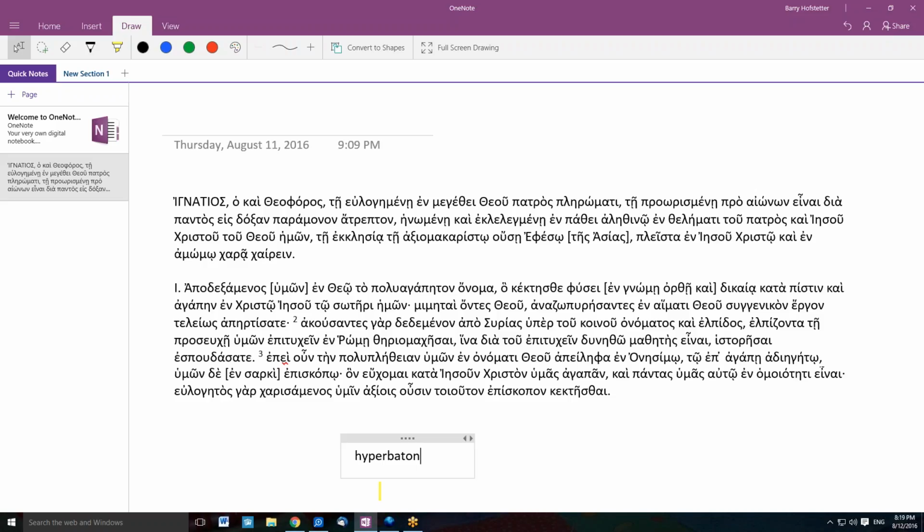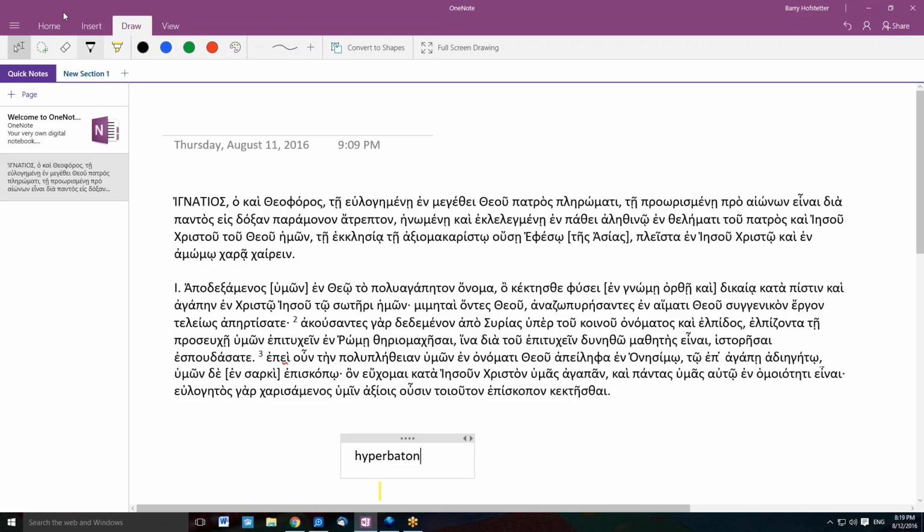Yeah, that's correct. So theou here, genitive case. So, blessed in the greatness of God, patros. Father. Right. And so we have theou patros, very common combination, God the Father. Notice though, interestingly enough, the whole phrase is anarthrous.